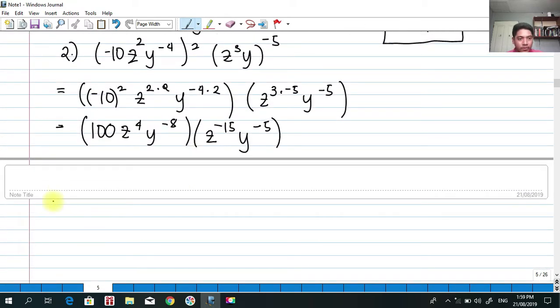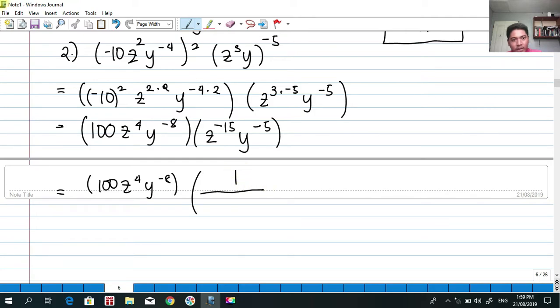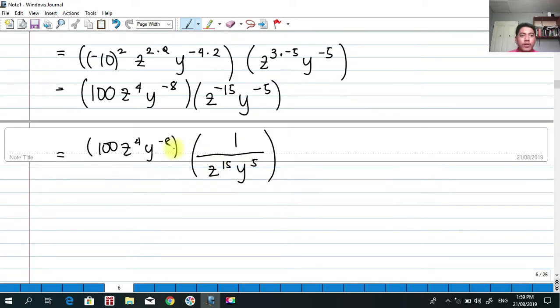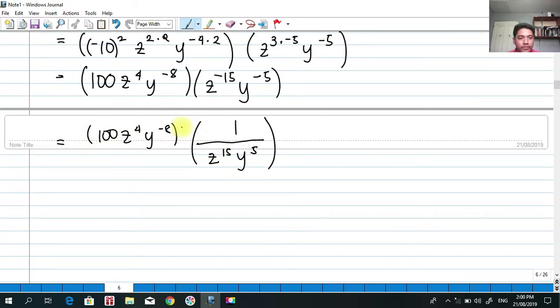Okay, so what can we do here is simply what? Since this is a multiplication, so what will happen? 100 z raised to 4, y raised to negative 8. So, what can we do here is to eliminate the negative exponent. By getting the reciprocal of those, we have z 15, y 5. And if we multiply it to our expression, we have numerator times numerator, 100 z 4 y raised to negative 8 over z 15 y raised to 5.